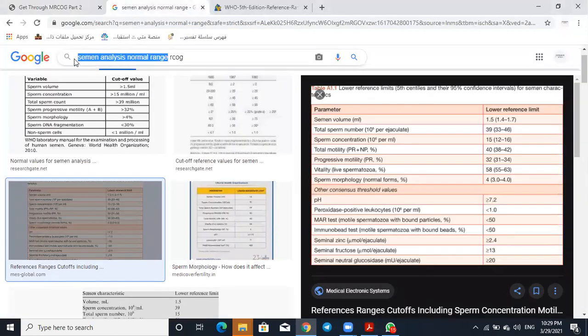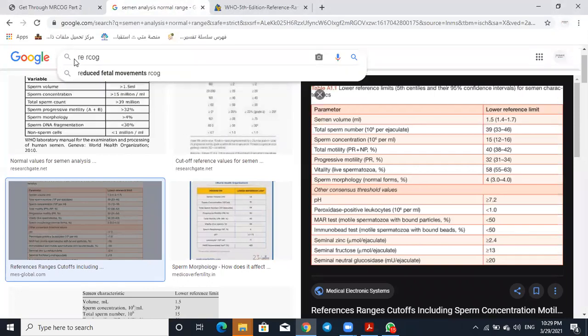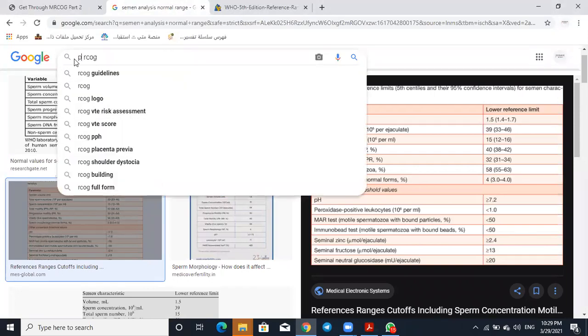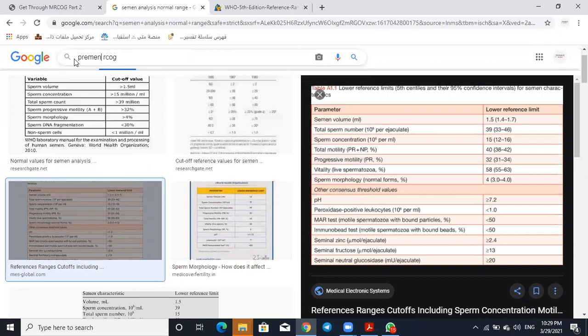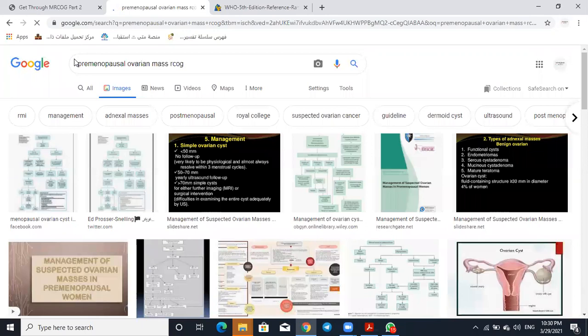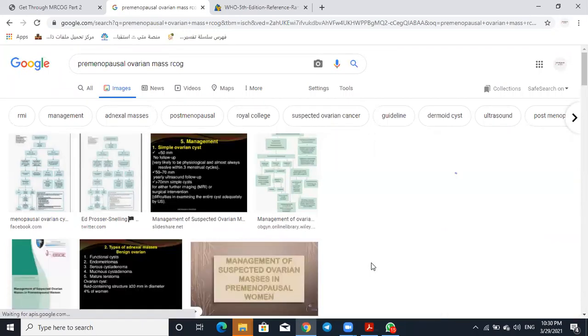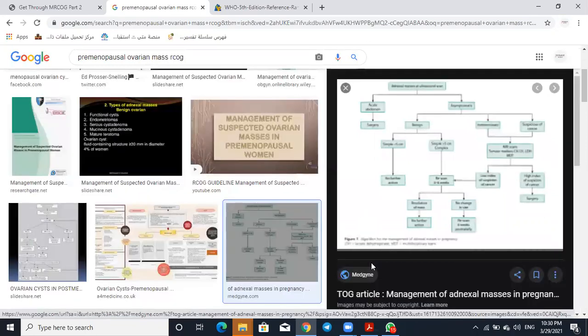Only if it's persistent. Actually, there is one chart here: if it is less than 5 centimeters, suppose it is 4 or 3 centimeters, it is physiological. It will resolve within 2 to 3 months. Okay, no follow-up is needed. But if it is between 5 to 7 centimeters, then it is a yearly ultrasound, after every year. But if it is more than 7 centimeters, then you need MRI or surgical intervention.